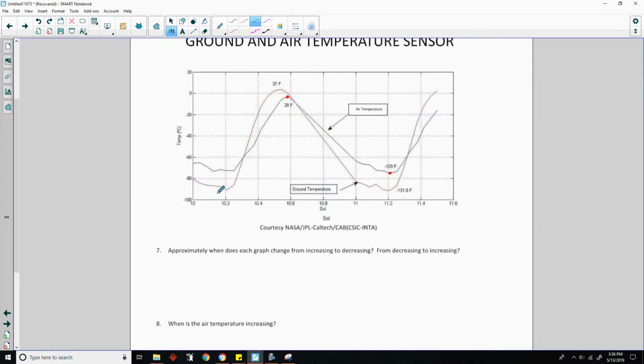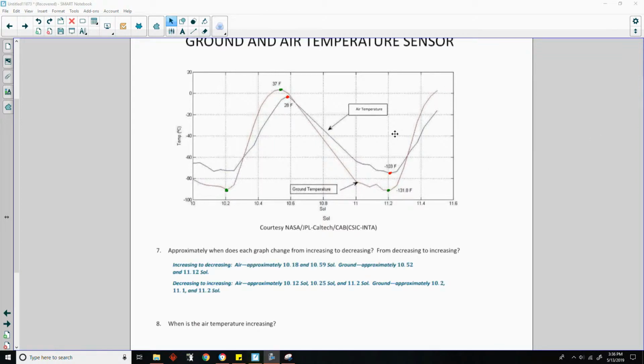Okay, so now if we look at the ground temperature, this is a relative minimum, so it increased from here all the way to approximately this point right here, and then it decreased from here all the way down to, I would say, about here. It did have a slight increase there, but then it decreased. And then it goes from decreasing here to increasing all the way up to the end. Okay, so here are the values.